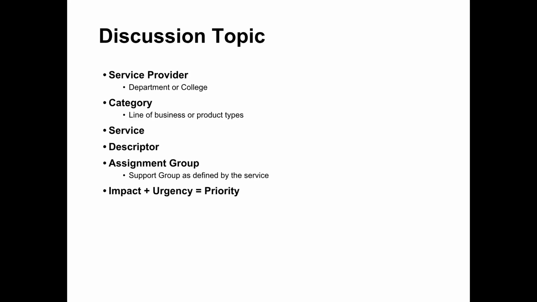And with those services defined, we're able to say, if I'm looking at a category like messaging and collaboration, this is specific towards our mailing list service, or this is specific towards our student email service, or our faculty and staff email service.